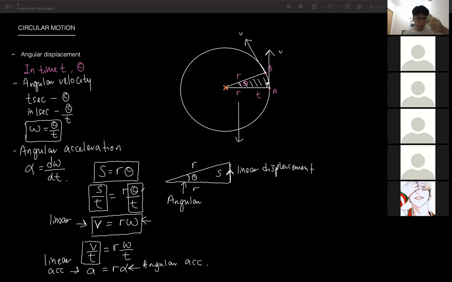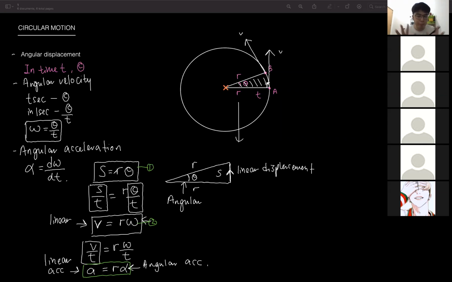All the components of linear and angular here are related by these three equations: 1, 2, and equation number 3 down here. Please remember the relation between the angular and the linear. They are all vector quantities. Angular acceleration, velocity, or linear acceleration, velocity, they are all vectors, meaning that they have direction and magnitude.